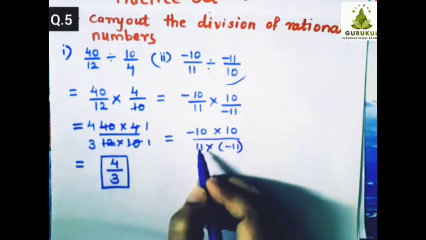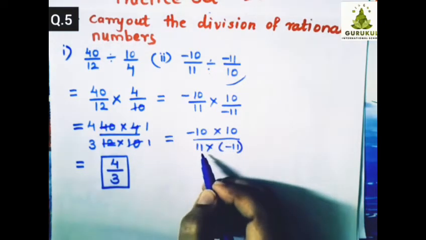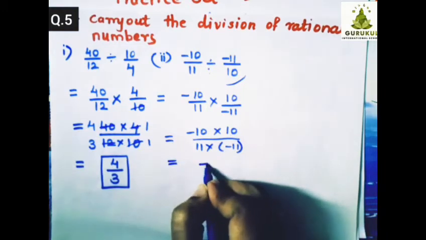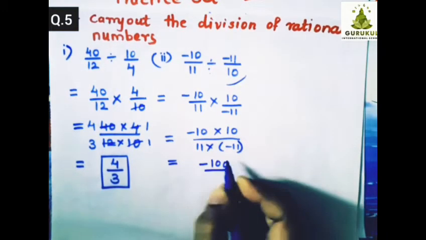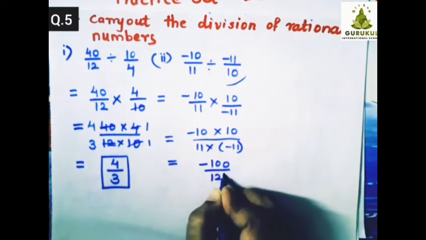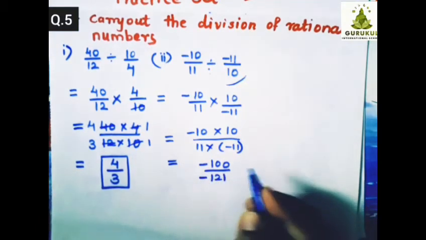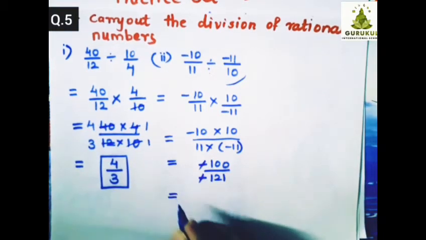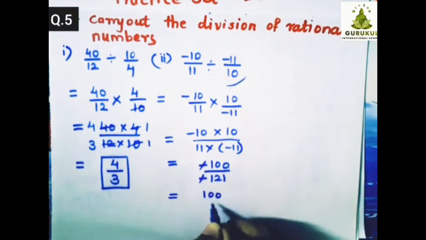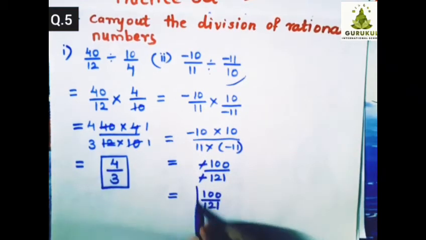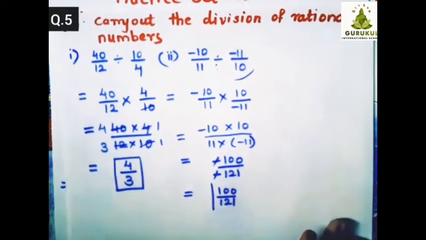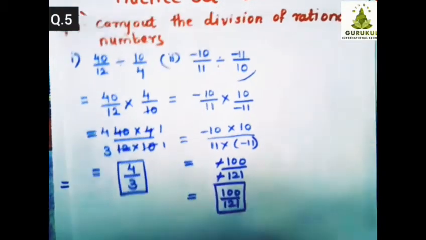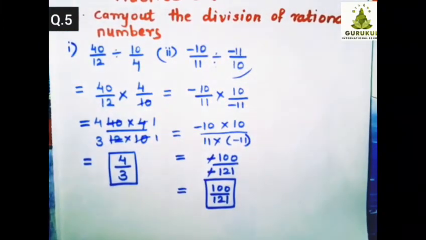Okay. So here you can see we can't divide this 10 upon 11, 10 upon 11. So simply you multiply, 10 tens are 100, minus 100 upon 11 into 11 will come minus 121. So here the minus minus symbols will get cut, and what's remaining over here? 100 upon 121. This will be the answer for the question. Let's go for the third one.